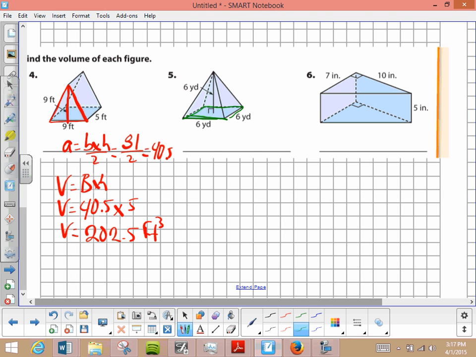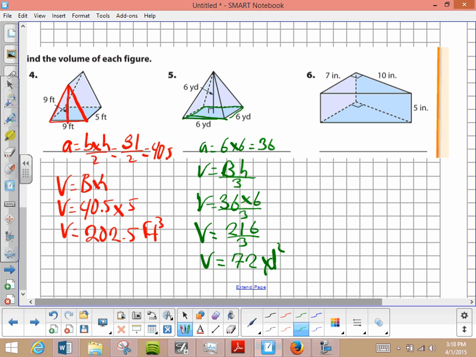So 6 times 6 is 36, right? And now the volume is the area of the base times the height divided by 3, right? Because it's a pyramid. So the area of the base is 36. The height is 6, divided by 3. What do you get here? 6 times 6? 216 divided by 3. And the volume equals 72 square yards. Yes.